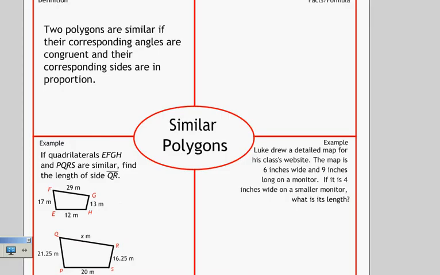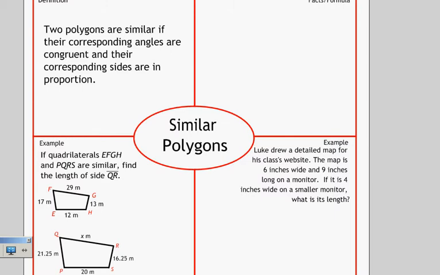Alright, today's lesson is on similar polygons. Similar polygons are two polygons that are similar if their corresponding angles are congruent and their corresponding sides are in proportion. Not to be confused with congruent polygons. Of course, congruent polygons, same size, same shape. Similar polygons, same shape, not the same size though.